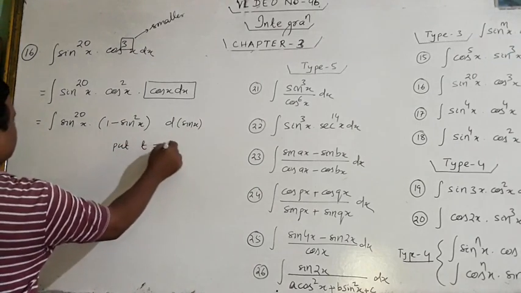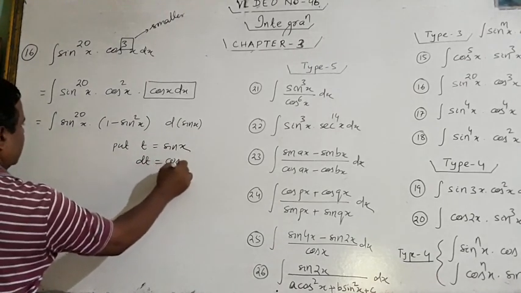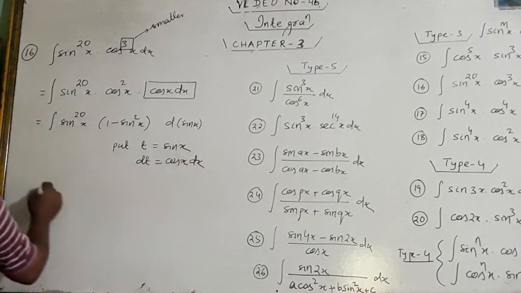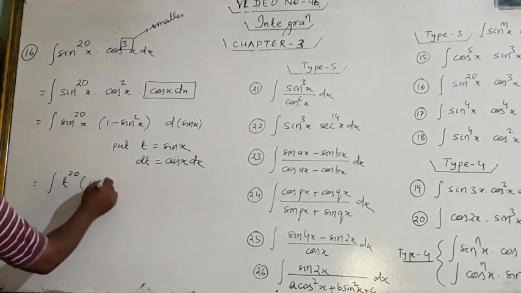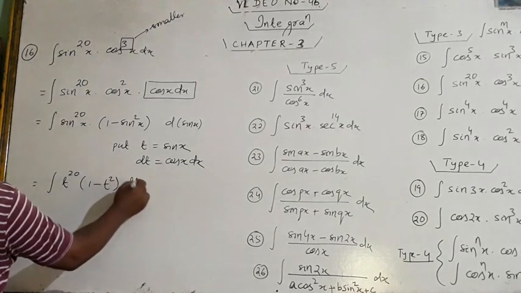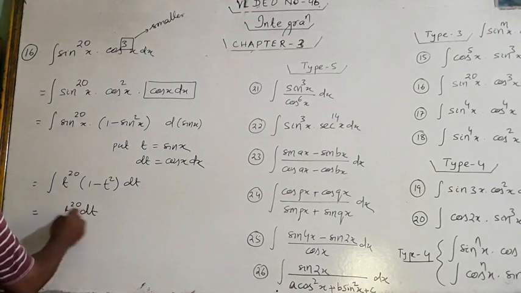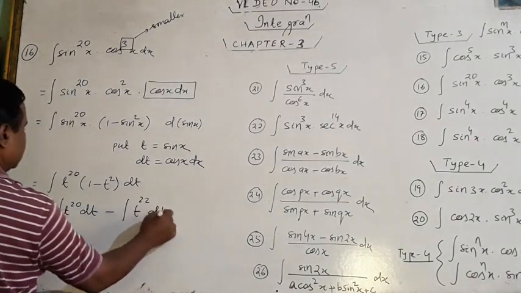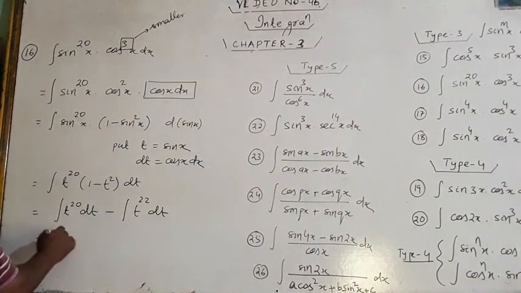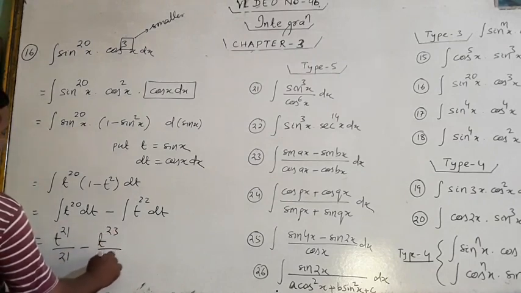Put t is equal to sin x, dt is equal to cos x dx. This is equal to t to the power 20 into 1 minus t square dt. It is t to the power 20 dt minus t to the power 22 dt. It is t to the power 21 by 21 minus t to the power 23 by 23 plus c.